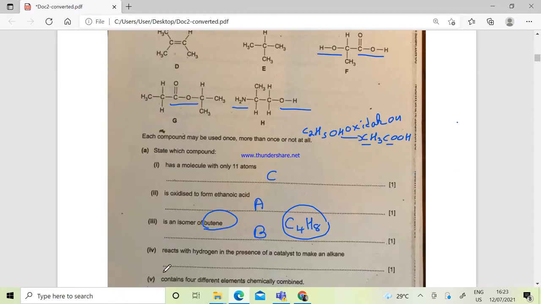Part 4. Reacts with hydrogen in the presence of catalyst to make alkane. So as you know, alkenes with carbon-carbon double bonds react with hydrogen in an addition reaction in the presence of a nickel or platinum catalyst to make alkane. Hydrogen addition reaction. So that should be alkene, which is D.